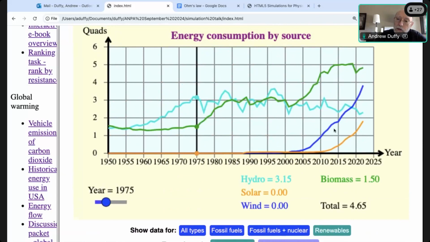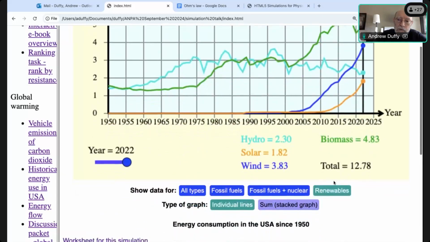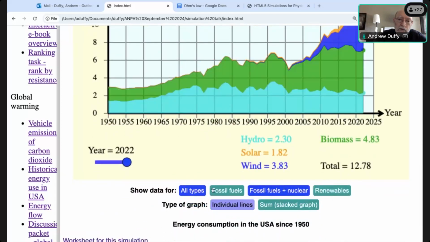And you can see that wind really took off around 2000, 2005, and it's growing, which is nice. And solar took off about 5 or 8 years later, but solar is growing as well. So that's kind of hopeful, that at least these things have a very steep slope when you put everything together, all the types.